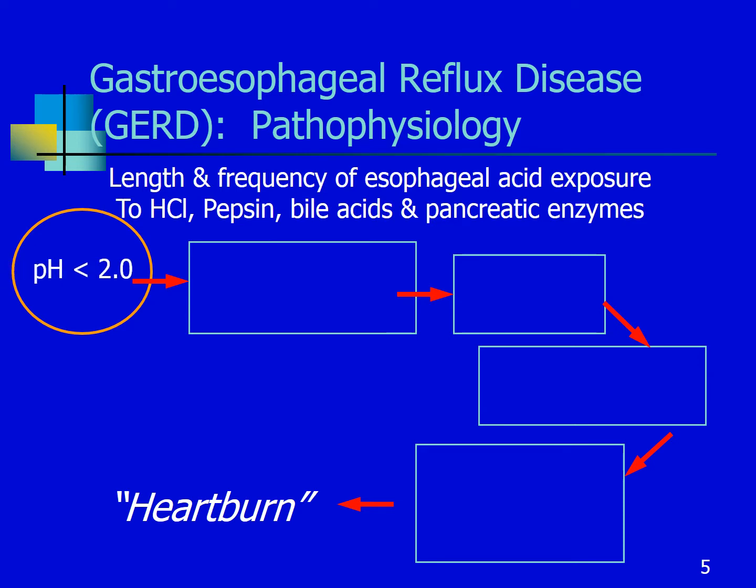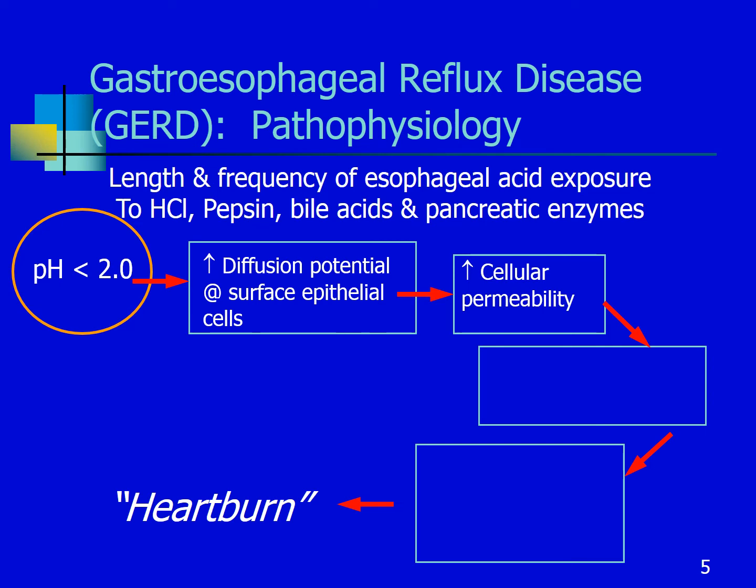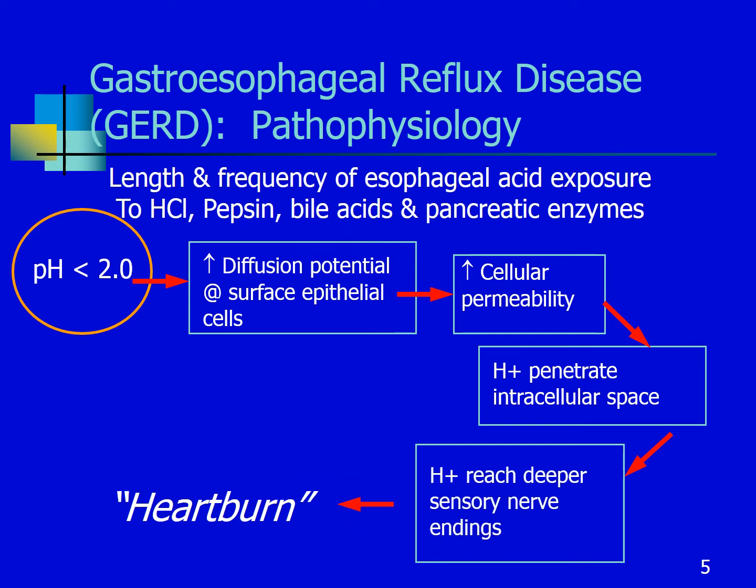So the pH is usually less than 2.0, right? And if that happens, then of course there's increased diffusion potential at the surface epithelial cells, leading to cellular permeability, which causes the hydrogen ions to penetrate through the intracellular space. And of course that ion reaches deeper into the sensory nerve ending, and voila, the patient complains of heartburn.